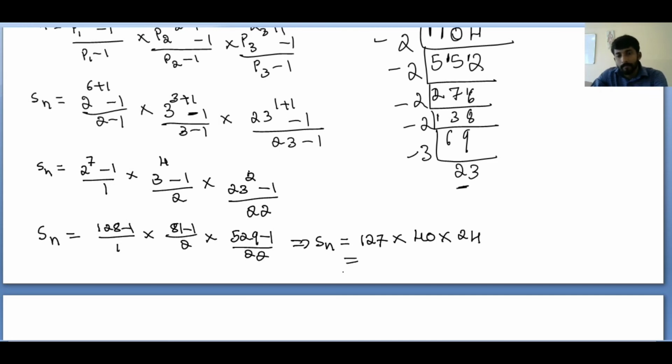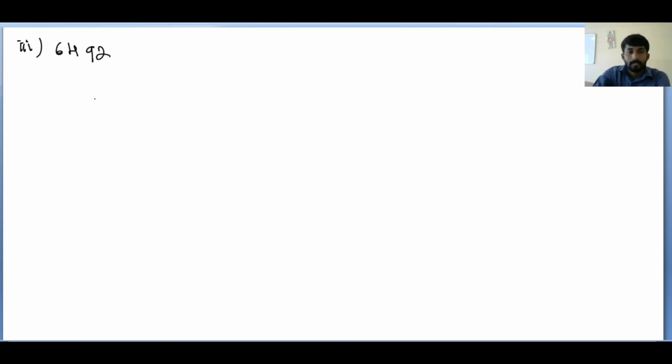Now multiply this. Sn, the sum of all positive divisors of the given composite number, is 1,21,920. Okay.